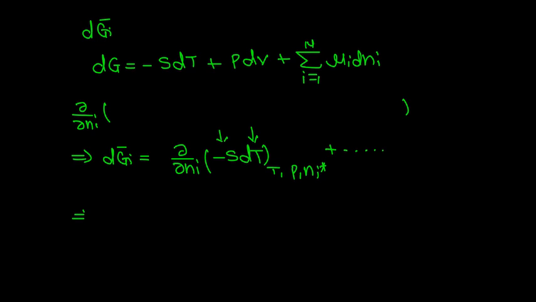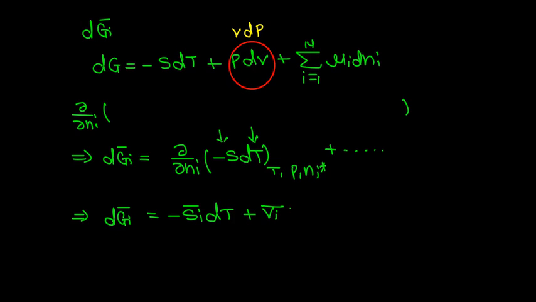So what I get is an expression which is as simple as this: dgi bar equals simply minus si bar dt plus. Okay, so here in this particular place we need to have a correction. This has to be plus vdp. Okay, and therefore when I operate this on vdp, I get vi bar times dp plus.